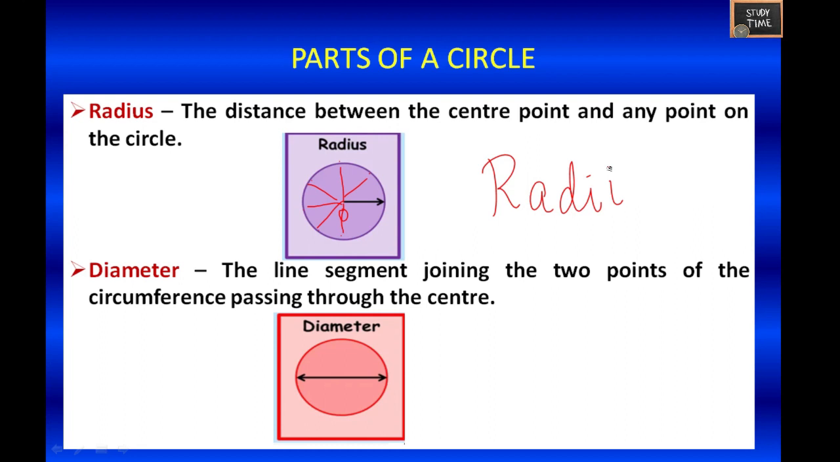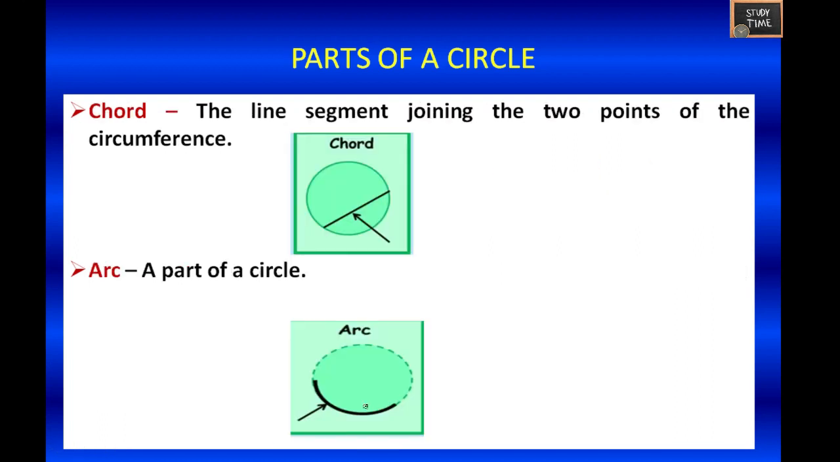Next, we are going to see about diameter. The line segment joining 2 points of the circumference passing through the center. The diameter should pass through the center. It can be of any point on the circumference, and it should pass through the center. This is called diameter. Similarly, a circle can have many diameters.